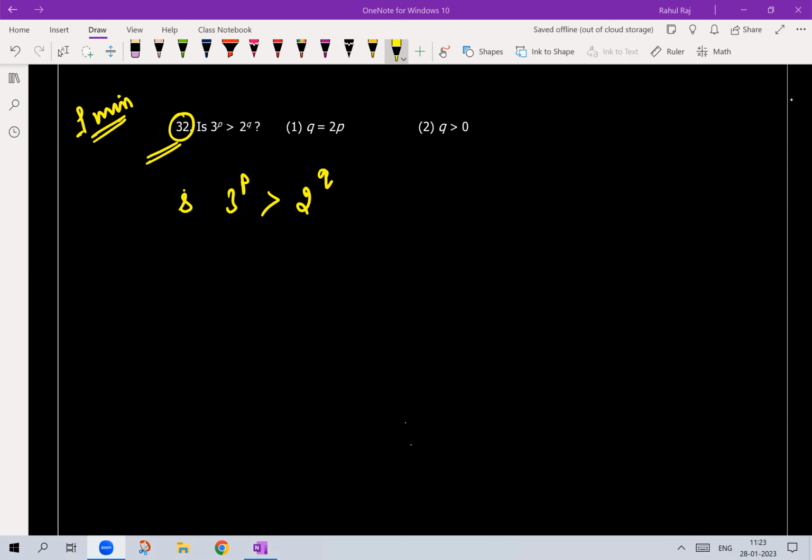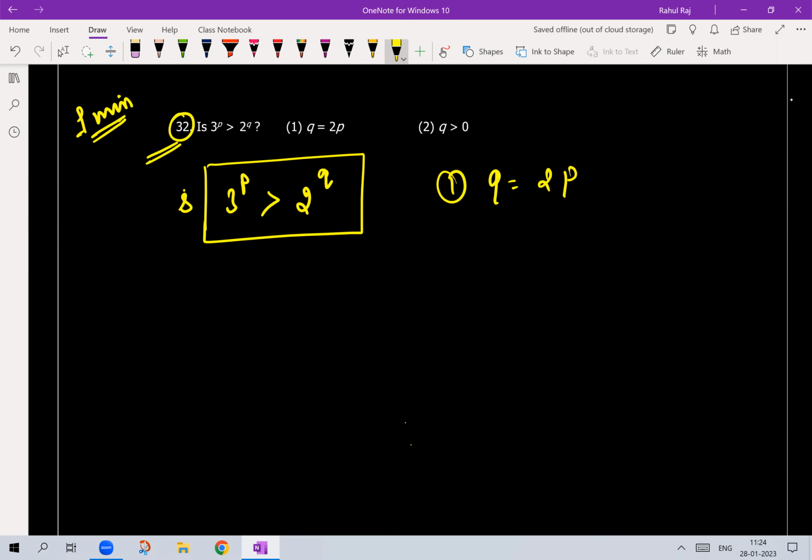The question is asking, is 3 to the power p greater than 2 to the power q? Do you actually think that until you know the value of p and q, you will ever be able to say this? You have to understand the value of p and q to say whether 3 to the power p is greater than 2 to the power q. Simple logic. Until we know the value of p and q, this question can't be solved. What is option number 1? Option number 1 says q is equal to 2p.